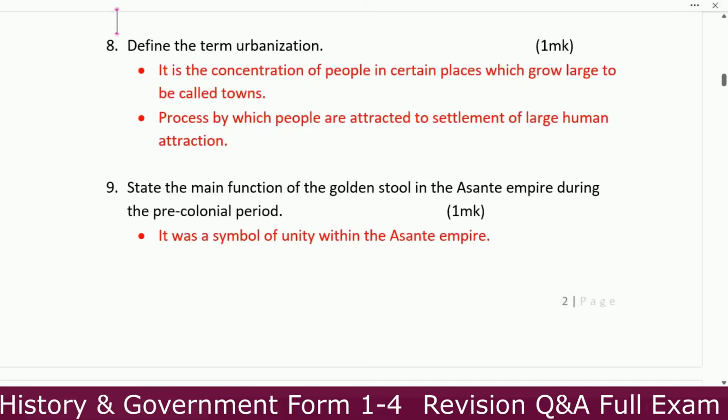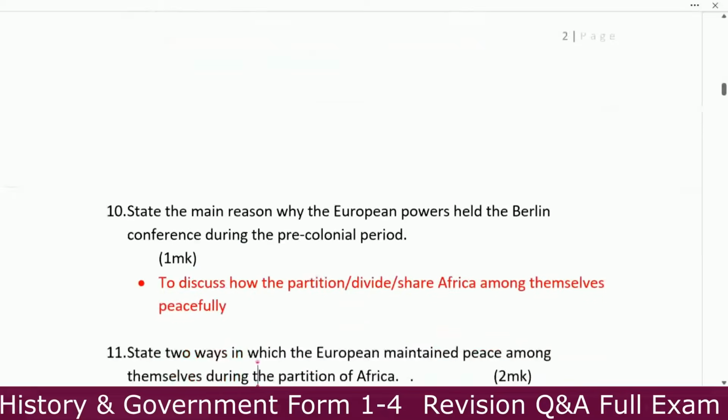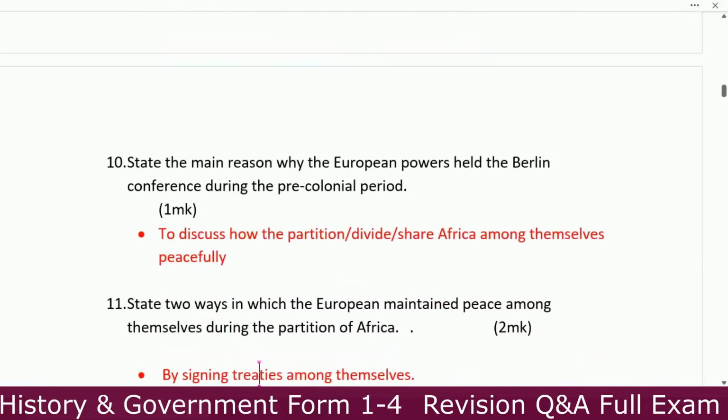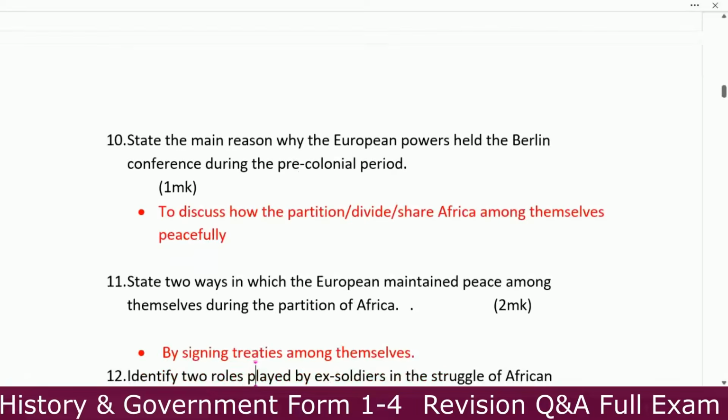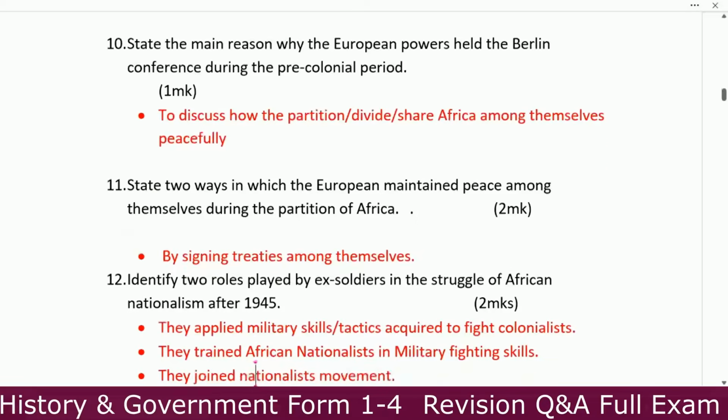Number 9, you're told to state the main function of the golden stool in the Asante Empire during the pre-colonial period. It was a symbol of unity within the Asante. Number 10, state the main reason why the European powers held the Berlin Conference: to discuss how to partition or divide and share Africa among themselves peacefully.